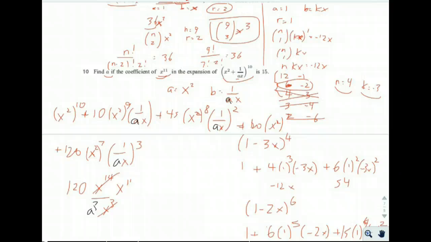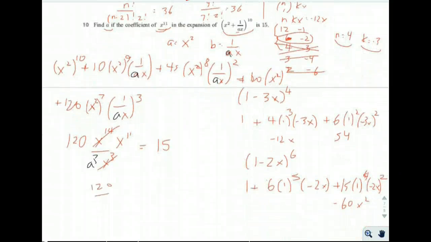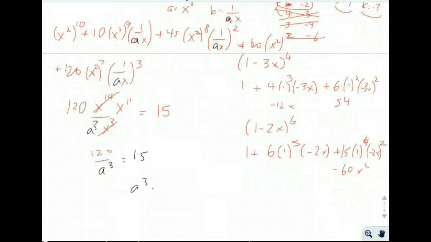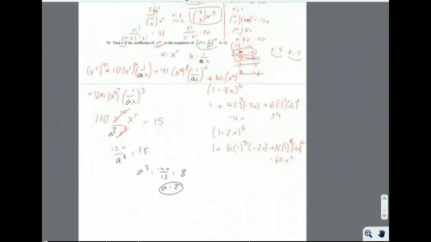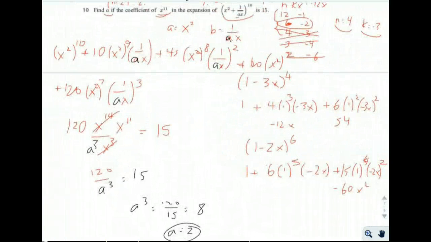And so what's the coefficient? So if the coefficient is 15, then we're saying 120 divided by a cubed is equal to 15. So that means a cubed is equal to 120 divided by 15, which is the same as a cubed equals 8. So a equals 2. Okay, so when a is 2, then that all works out. That was a hard problem.